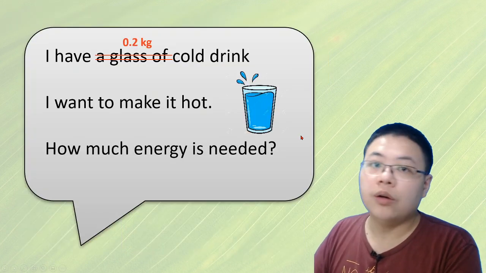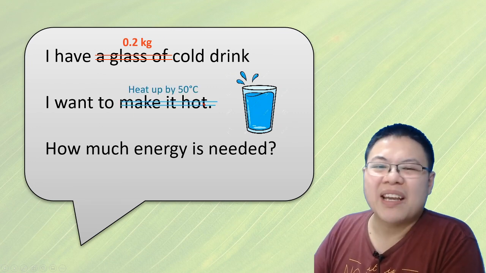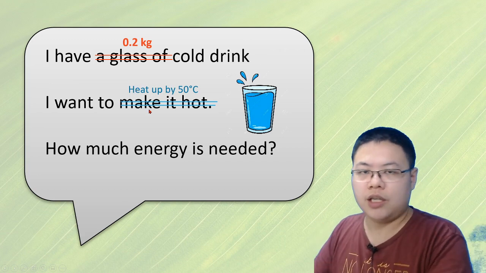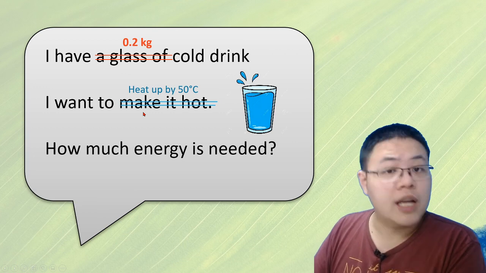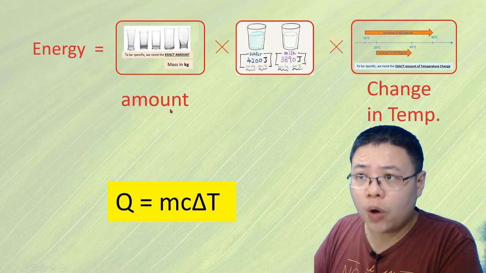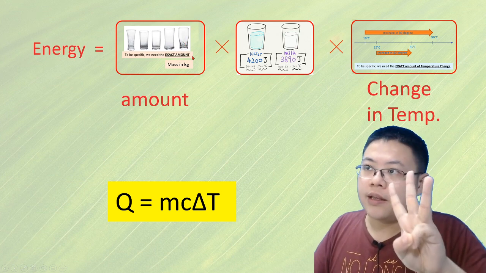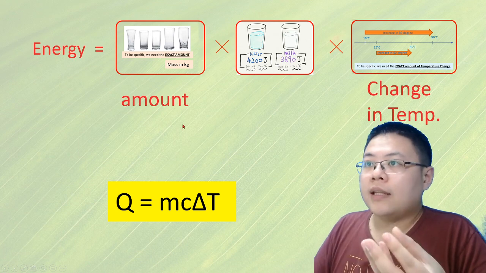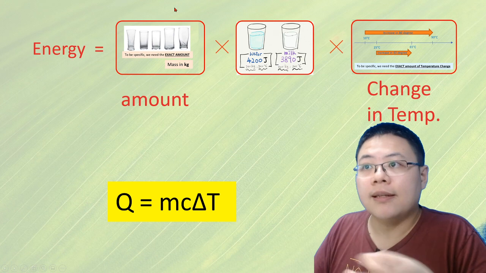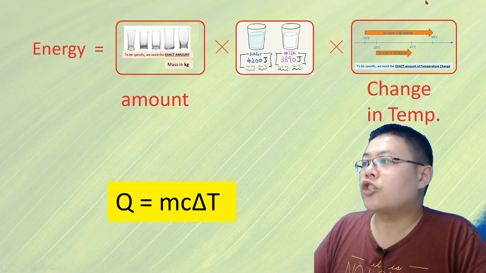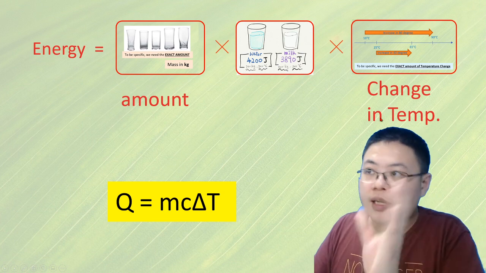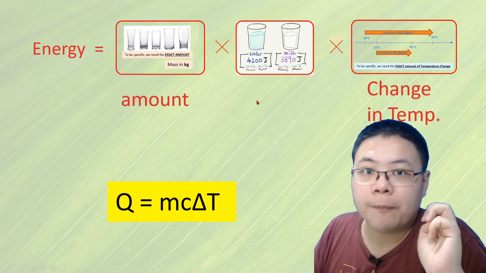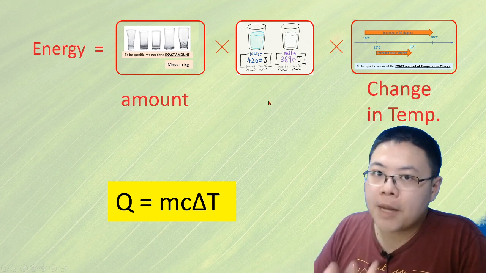Okay, so here not only make it hot, but we can specify, for example, heat up by exactly 50 degrees Celsius, then how much energy is needed. So can we calculate it already? No. Actually, there is a third property that we have to know. Apart from the amount, which is the mass in kilogram, and the change in temperature, how many degrees Celsius it is increased, the third thing we have to take care of is the type of material.